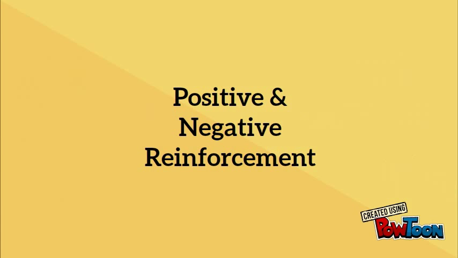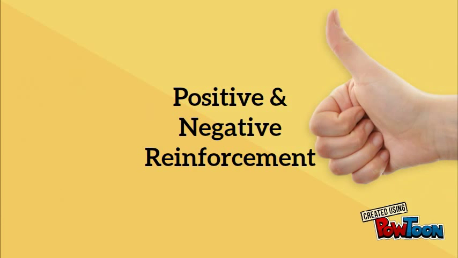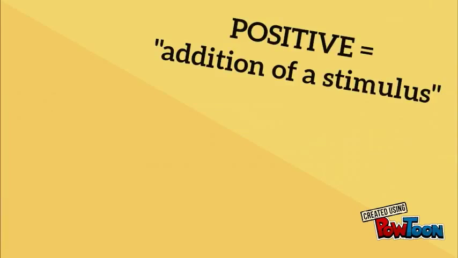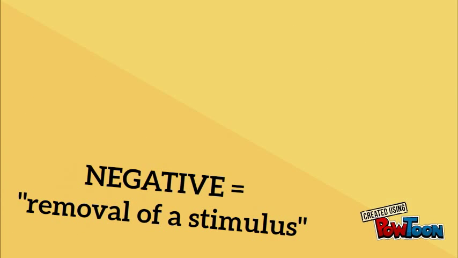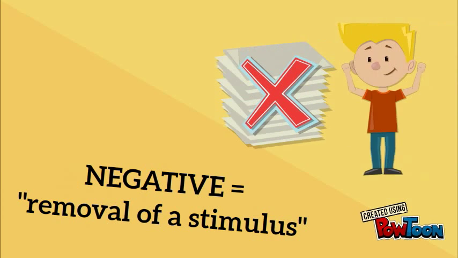According to the text, it comes in two forms, positive and negative, but that doesn't mean it refers to good or bad. Positive reinforcement means the addition of a stimulus to increase a behavior, like getting a piece of cake after eating your veggies. And negative means the removal of a stimulus to increase a behavior, like getting a night of no homework because you did good on a test.